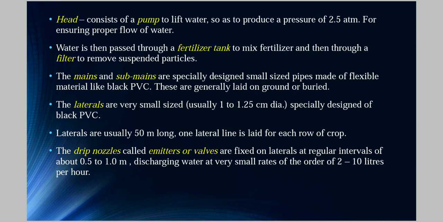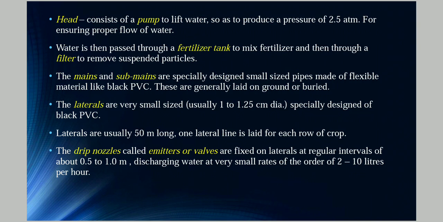This water is then passed to a fertilizer tank. In the fertilizer tank, we mix the fertilizer into the water. Then after this, we filter the water so that no suspended material is present in the water. Then the water passes to mains and submains. The submains and mains are made up of specially designed black PVC pipes. These are generally laid on or under the ground.